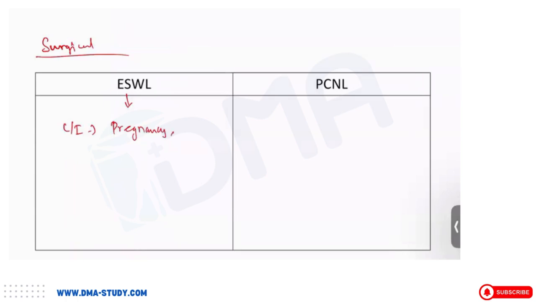It is contraindicated in pregnancy because we pass sound waves, which have a teratogenic effect. It may cause bleeding sometimes because normal tissue can be affected, or the powder may obstruct.